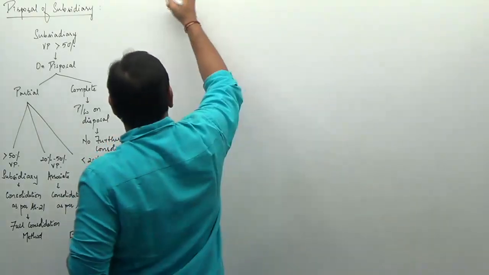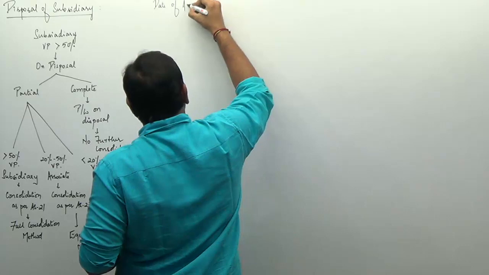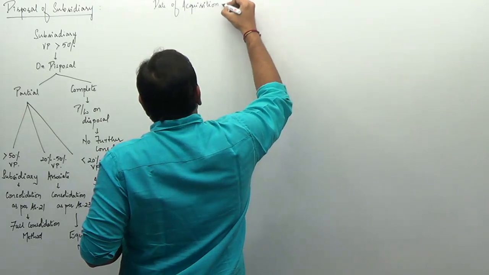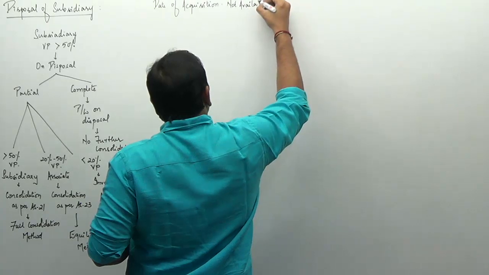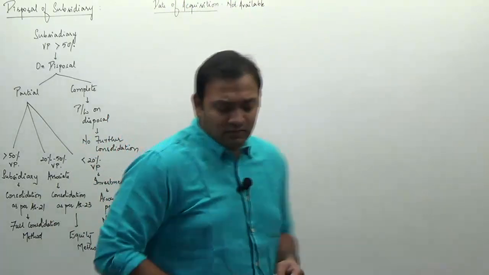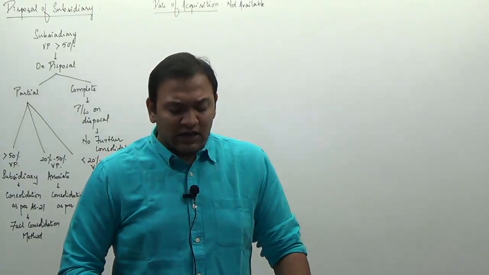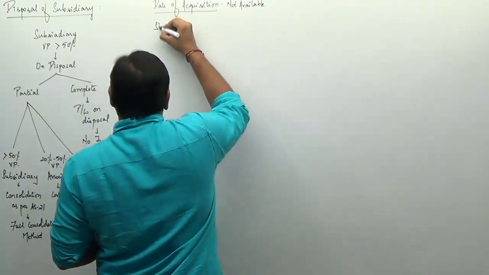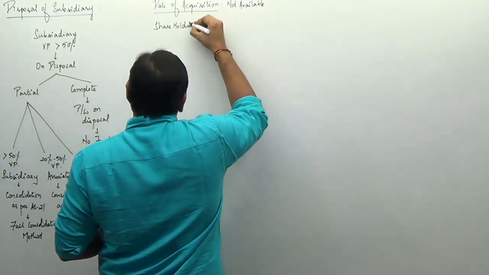Date of acquisition. This is not available. He just said in the previous year, A Limited bought in the earlier year 1,600 shares. What exact date? I have no idea. Let's go for the shareholding pattern. Try to identify the shareholding pattern on the balance sheet date, that is when we want to consolidate.